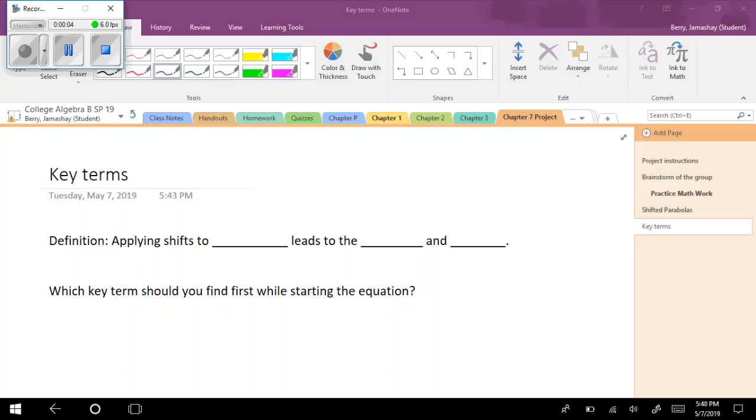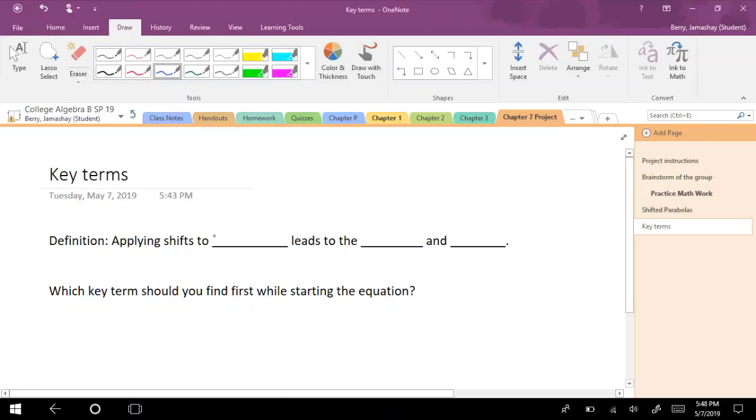Okay, now that we have talked about parabolas, there are a few key terms that can help you solve the problem. Mainly the definition of a parabola, and again, these are on your notes, so you should fill these out on your piece of paper. Applying shifts to parabolas, because every equation that you just solved, you're applying the shifts to a parabola. This leads to what we just did. We did equations and graphs.